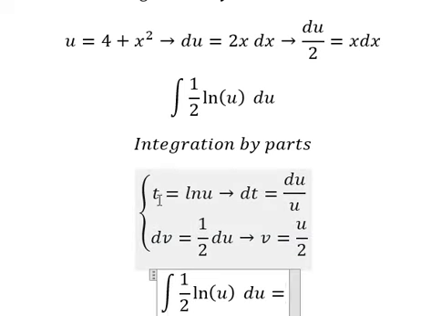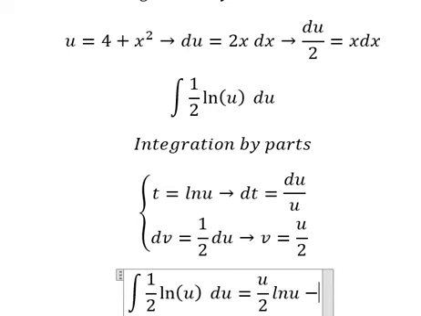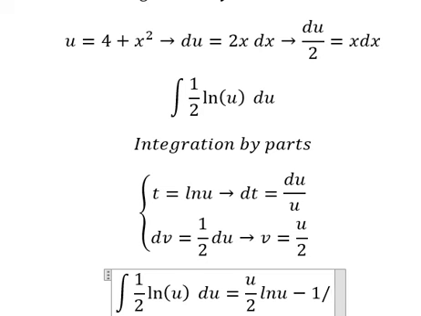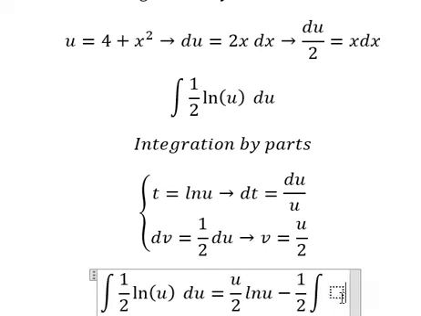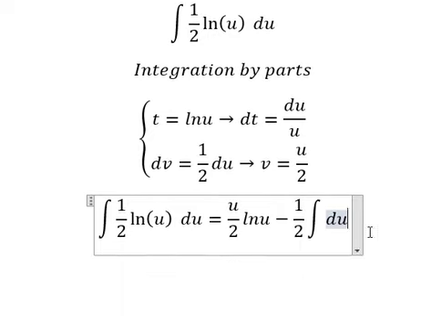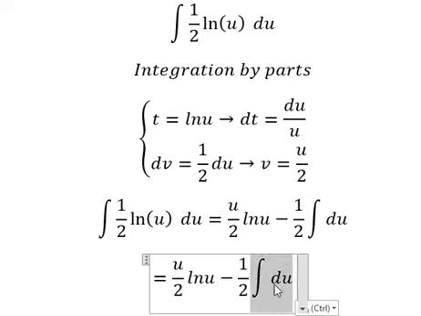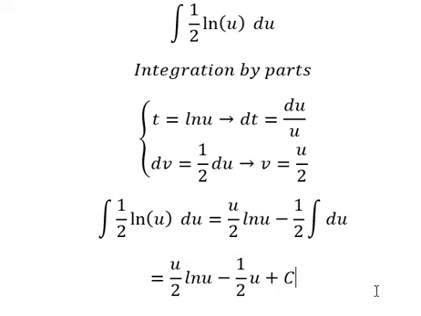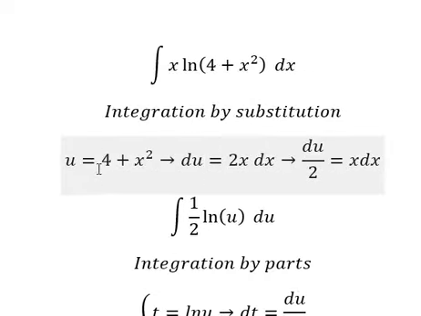Next, we have t multiplied by v, minus dt multiplied by v. u divided by u, we cancel, and we just have 1 over 2 and the integration du. About this one, we have u, and I will put c. About u, that is this one.